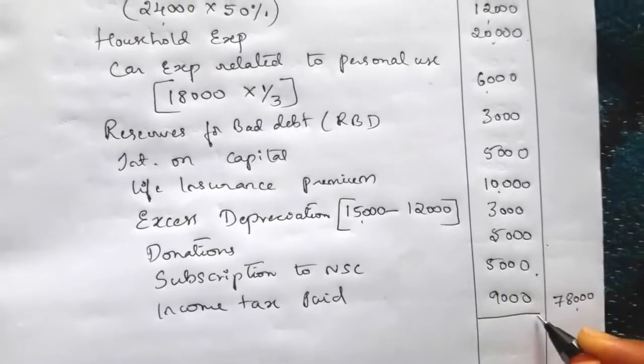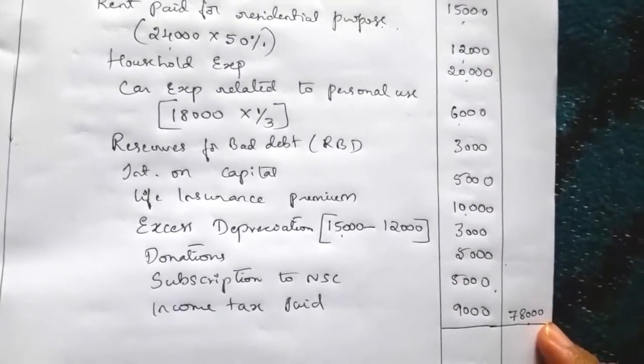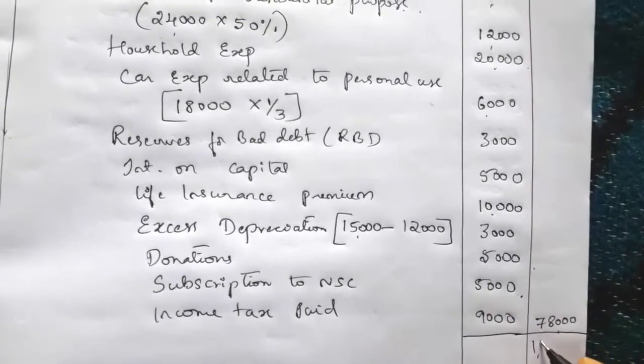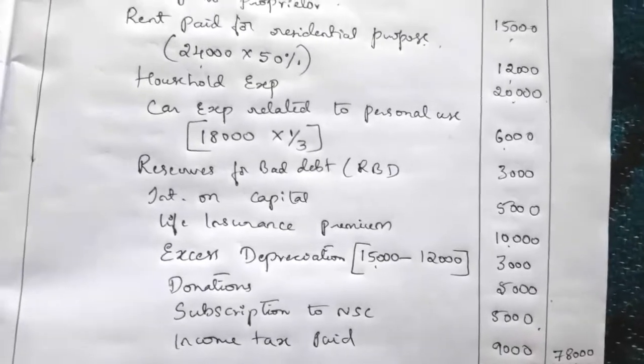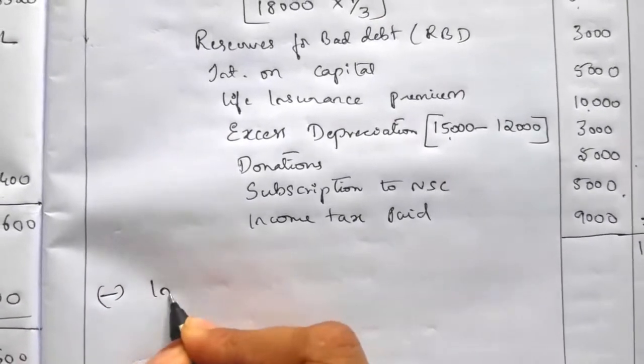I don't know whether this is a correct answer, so total it again. So it is total 78,000. So now 69,000 plus 78,000 is equal to 1,47,000 as the total. Now from that we have to deduct the income to be treated separately.